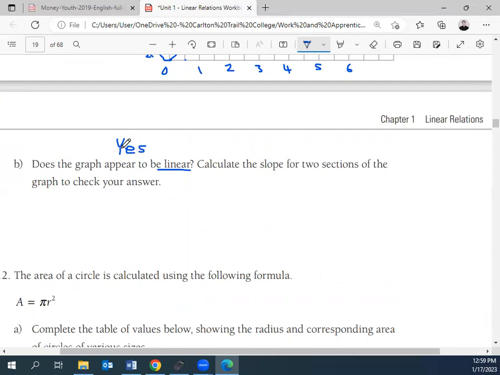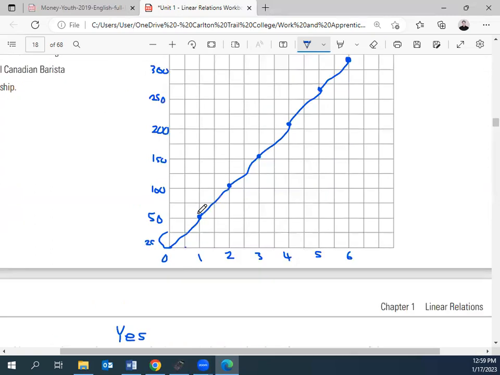And when it means that it's linear, that means that the distance between 2 points on the graph is always going to go up. It's always going to have the same rise and the same run. It's going to have the same slope for every single point.